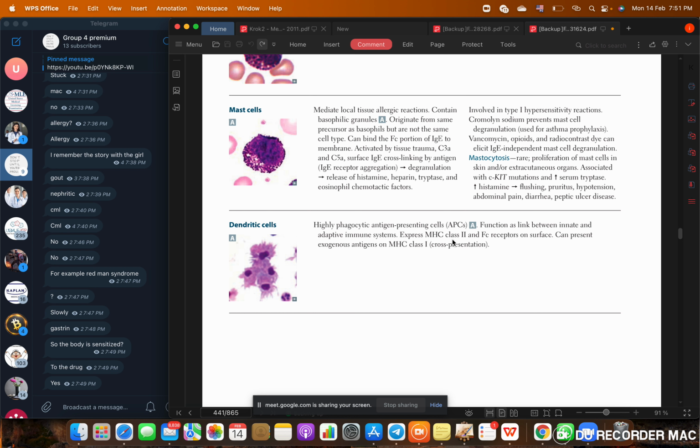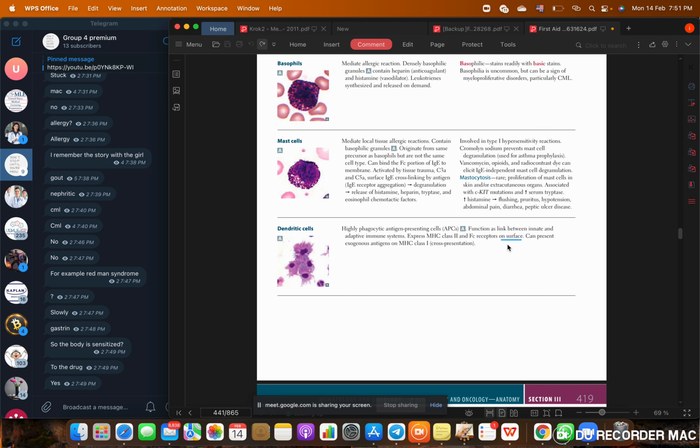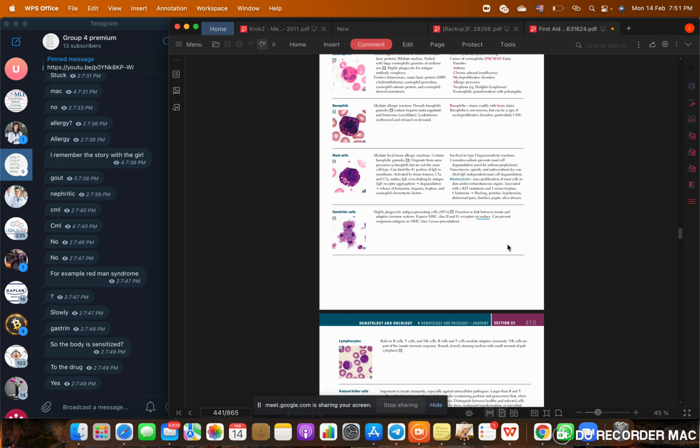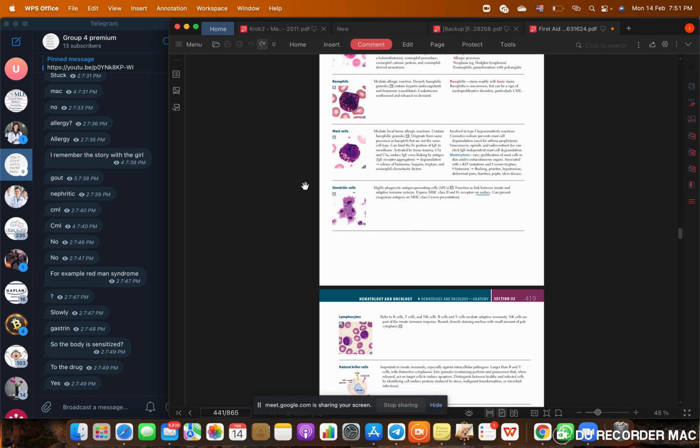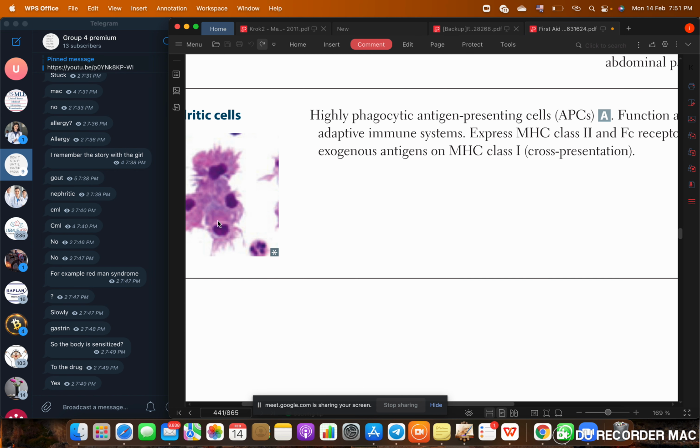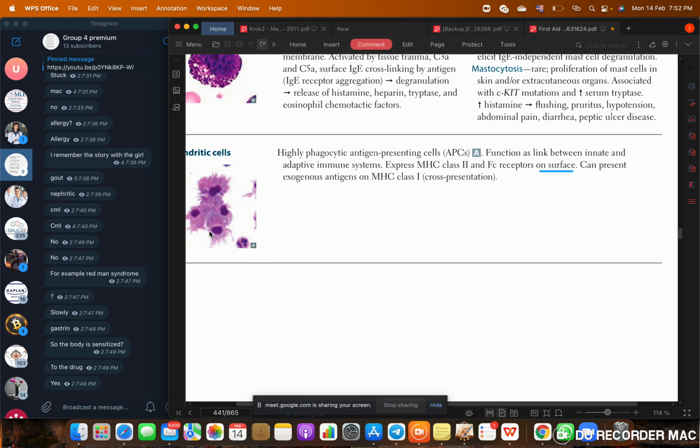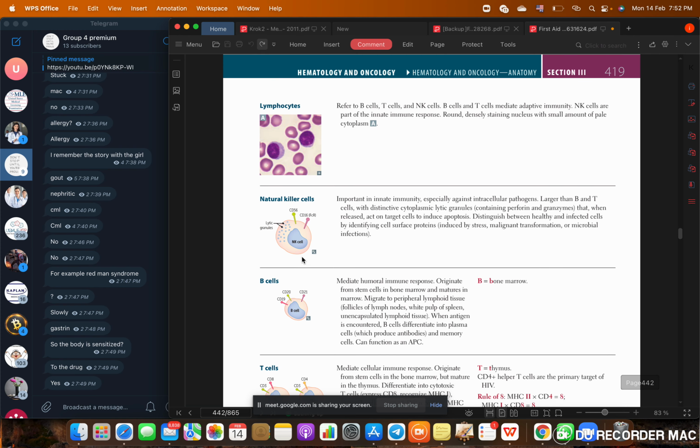They express MHC class 2 and Fc receptor on the surface. Why MHC class 2? Because it is an antigen-presenting cell. It can also present exogenous antigen on MHC class 1, basically cross-presentation. It can express on it both endogenous and exogenous antigens. Okay, dendritic cells are cool. They are mostly in the skin, and if you look at them, they do have these dendrites on them. That's why we call them dendritic cells.